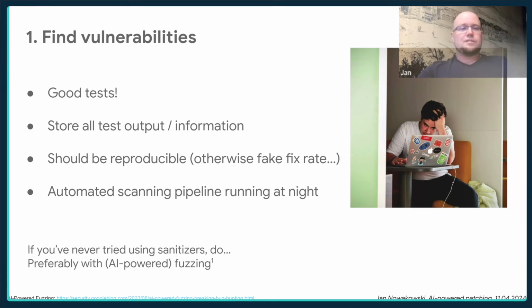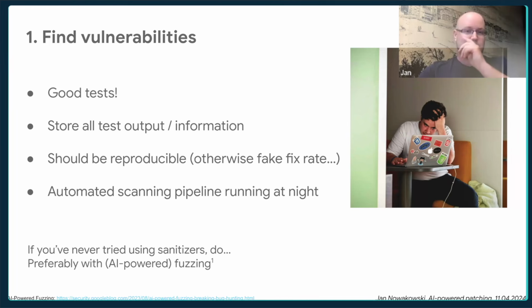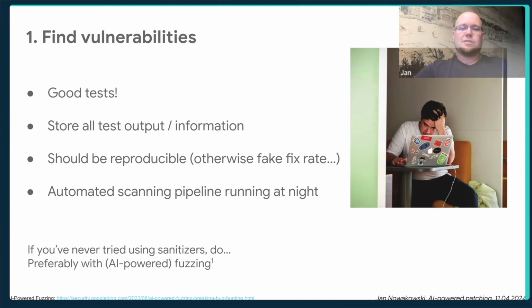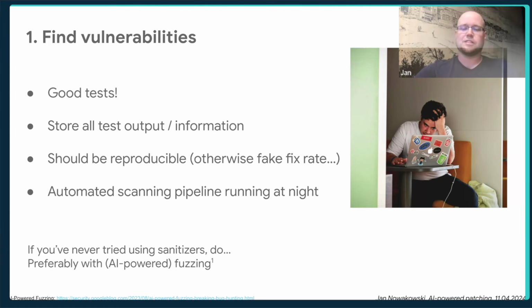At Google, finding vulnerabilities is performed by an automated scanning pipeline running at night when there are spare resources. In any smaller organization or company, what you can do is just familiarize yourself with sanitizers and try to run them from time to time to see if your code is still healthy or not. It doesn't need to be automated immediately.